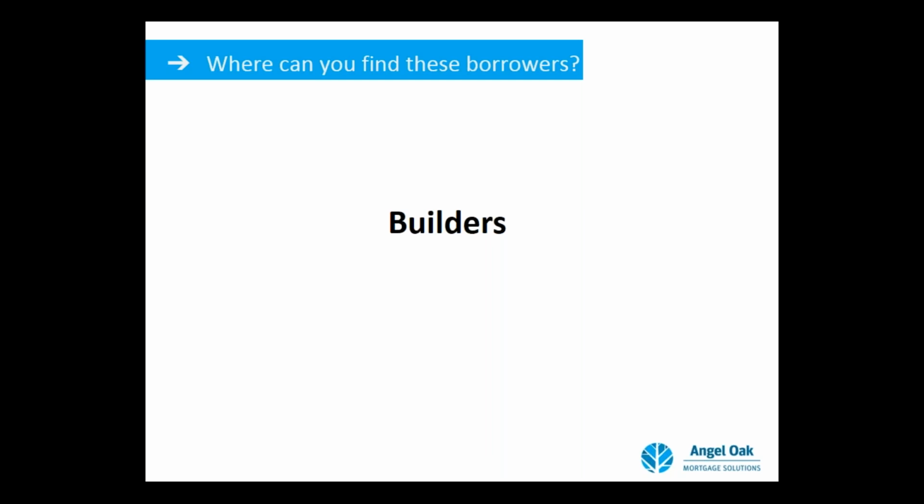I just want to jump in real quick, Tom, just so you guys understand again: non-QM does not mean subprime. These are just deals like your self-employed guys whose tax returns don't look great, but they've got 700 plus FICO scores. They've got money to put down, but they just don't fit.